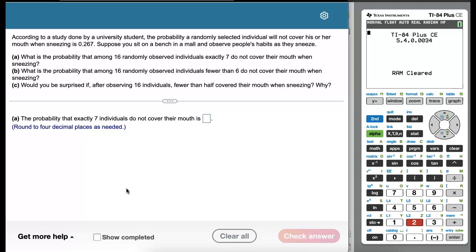We also can safely assume that sneezing is independent, in other words, what one person does should not be affecting what the other person does. And last but not least, the probability of success of sneezing stays the same for each observation, which we're given here. So once we've checked all those boxes for binomial probability distribution, we can use that feature inside of our calculator.